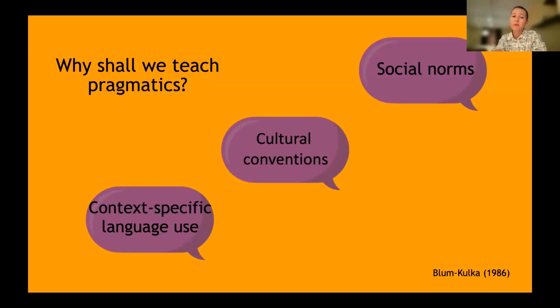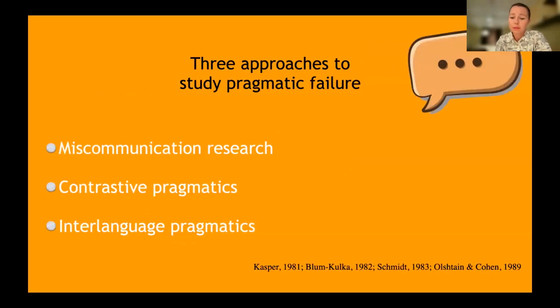So let's talk about the main theories we need to know to help our students avoid this pragmatic failure. We have to do some research. The first one is miscommunication research, because it will help us develop and create materials based on this research. So the first research is called miscommunication research.